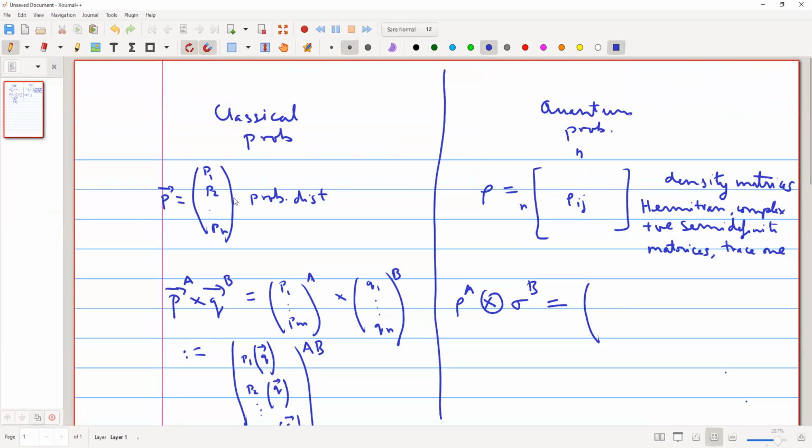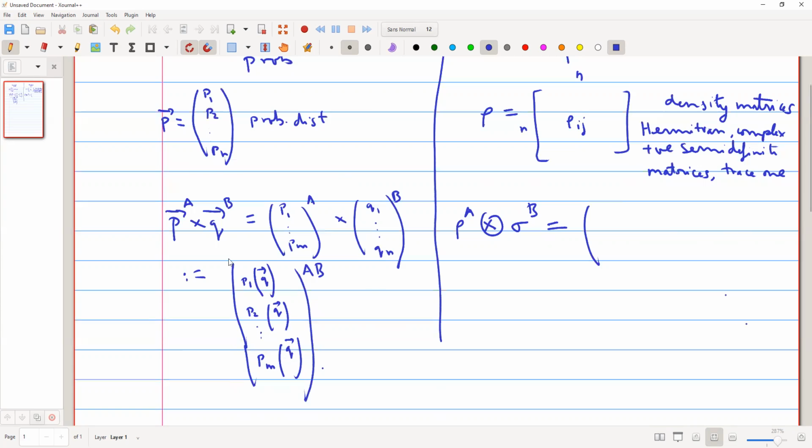So we have the classical probability distribution, which is an n-tuple. We usually write it as a column vector, p1 to pn. Probability distribution means these numbers are greater than or equal to 0 and they add up to 1. And the quantum analog are density matrices. So these are n by n complex Hermitian matrices. They're positive semi-definite with trace 1.